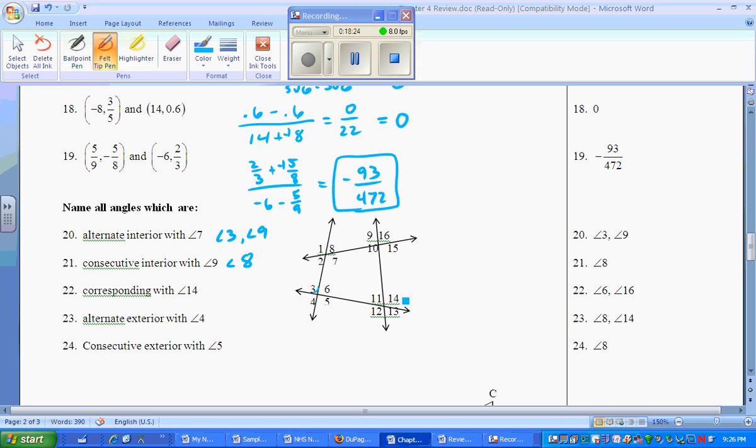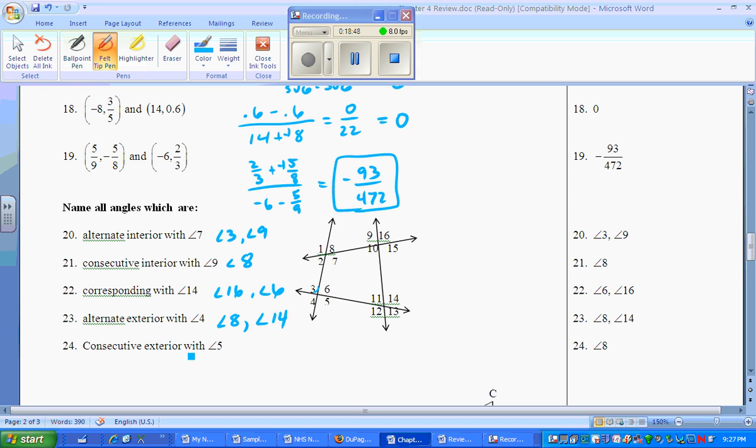Corresponding with 14. 14's in the top right, so 16 would be the angle. Or if I look at it this way, it's over here, or this one over here, angle 6. Alternating exterior with angle 4. Here's angle 4. Alternating exterior is angle 8. Or 4 is here, then it's angle 14.